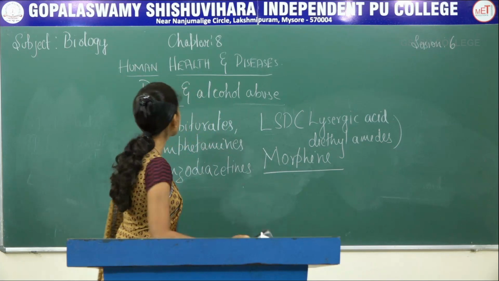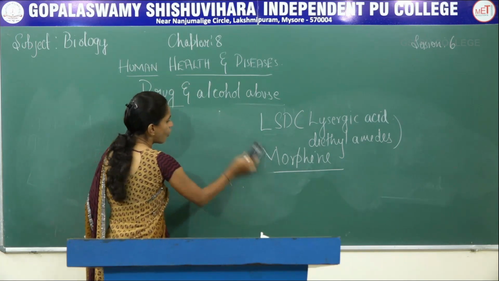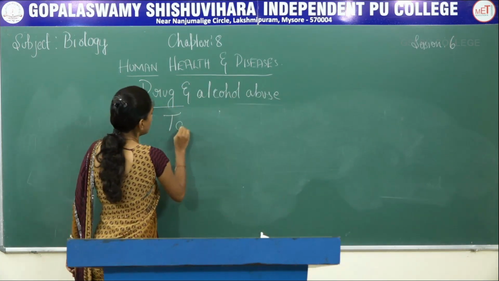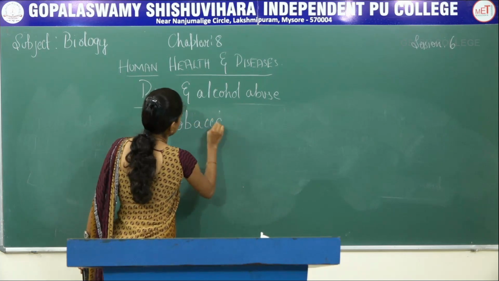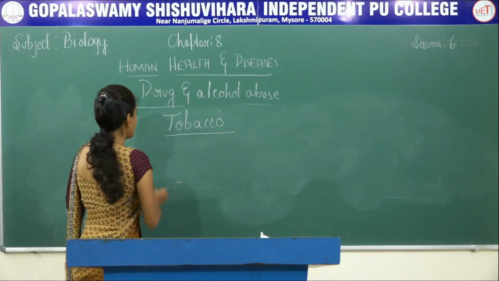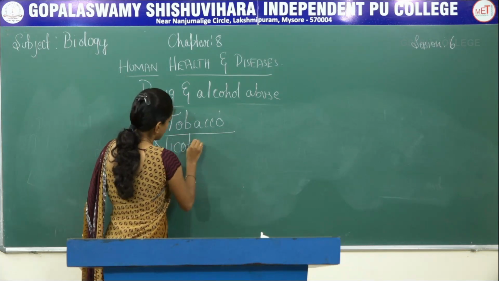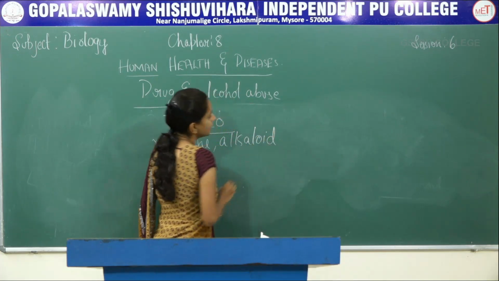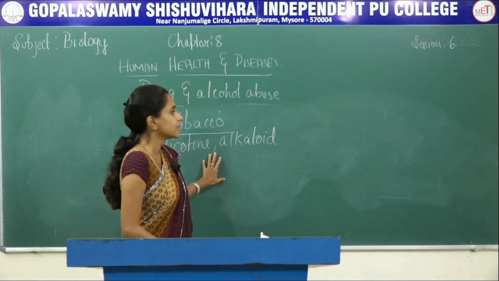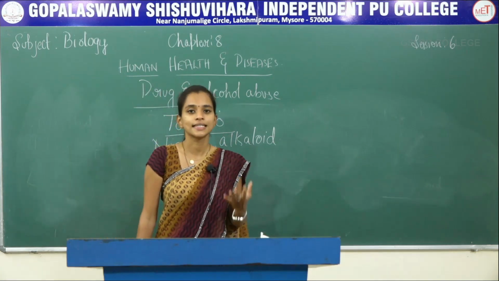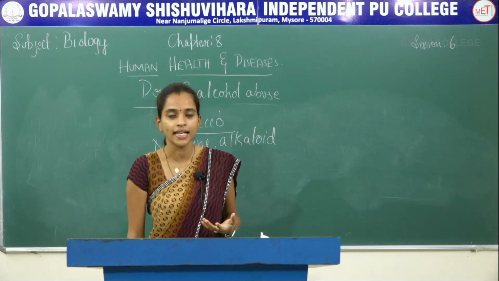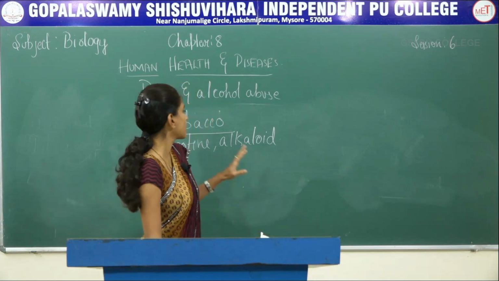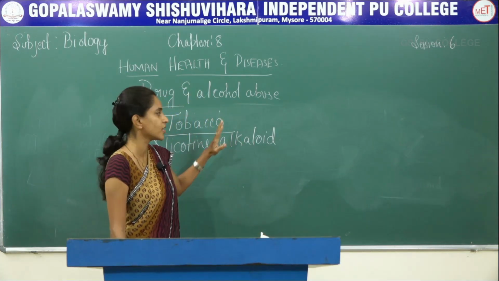Next we have to study tobacco. One more form of drug which can be taken into the body is tobacco. Tobacco contains chemicals like nicotine as well as alkaloids. Tobacco can be snuffed, that is, taken through inhalation through the nose. It can be chewed as well as smoked. So it can be smoked, chewed as well as snuffed into the body.